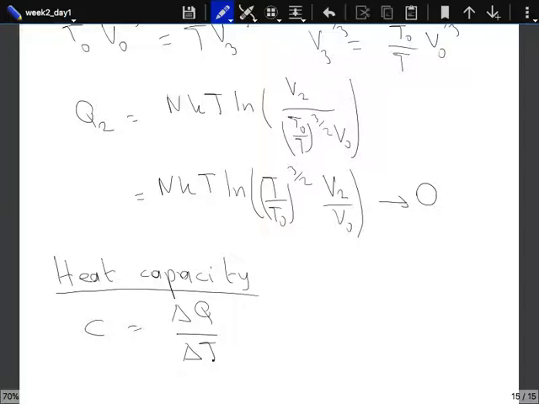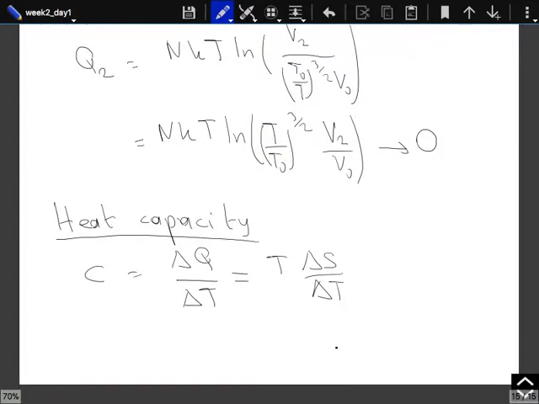Well, we had already seen that the heat given to the system depends on the process. So the heat capacity also depends on the process. We can write this in a slightly different form. Let's say T is the temperature, delta Q is T times delta S over delta T. So the specific heat of a given system for a particular process is temperature times the derivative of entropy with respect to the temperature for that particular process.